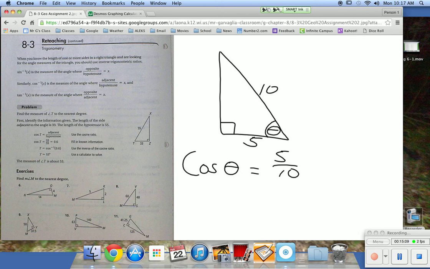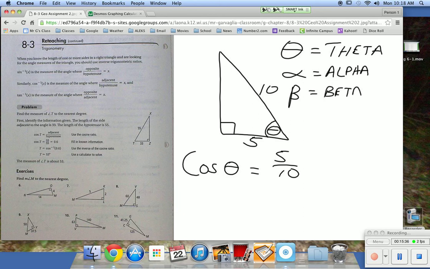This is theta. It's a Greek symbol called theta. There's also alpha and beta. Those are the typical ones you're going to use when you're working with measurements.